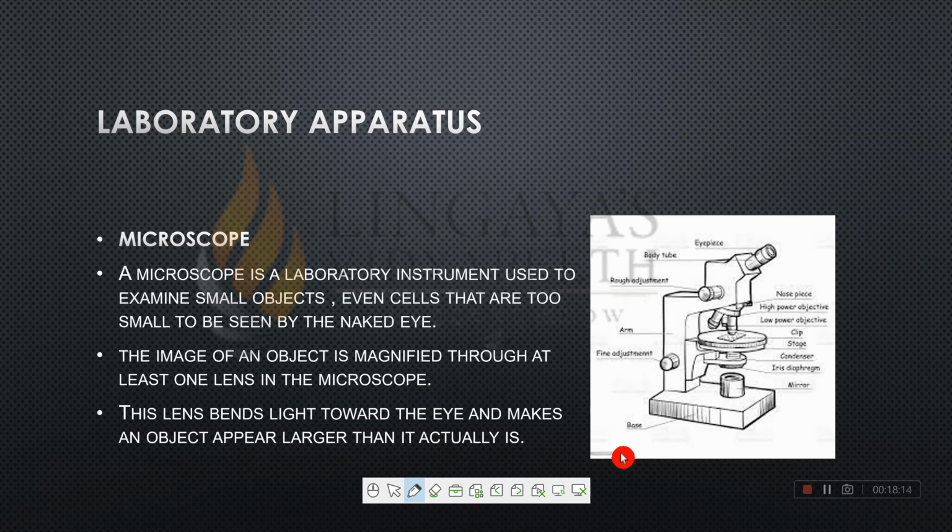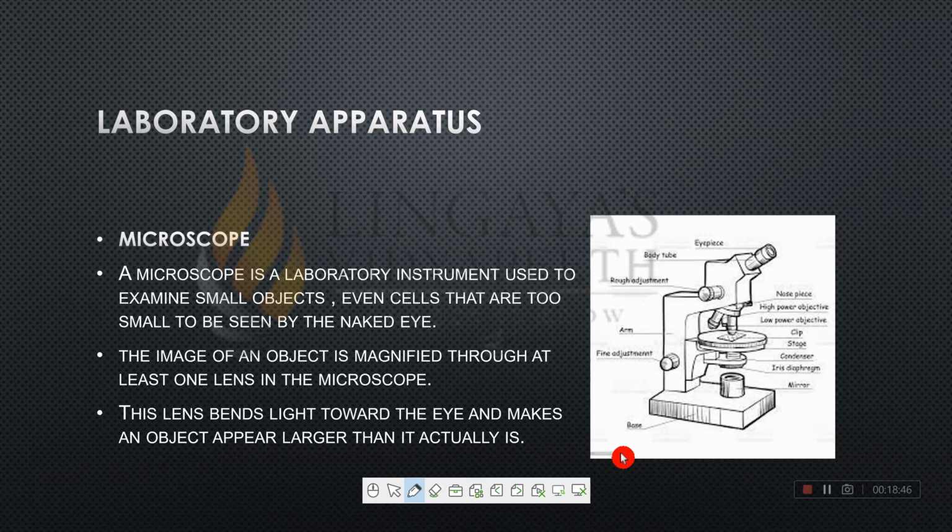Next one is the microscope. We all are aware of the microscope. A microscope is used to examine small objects that are not seen with the naked eye, that can only be seen with the help of a magnifying lens. Magnifying lenses are used in the microscope to magnify smaller objects such as bacteria, cells or various items. The lens bends light towards the eye and makes an object appear larger than it actually is.